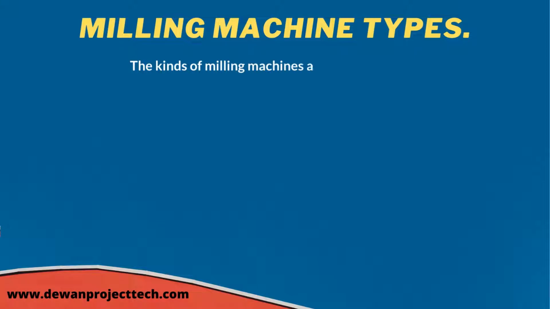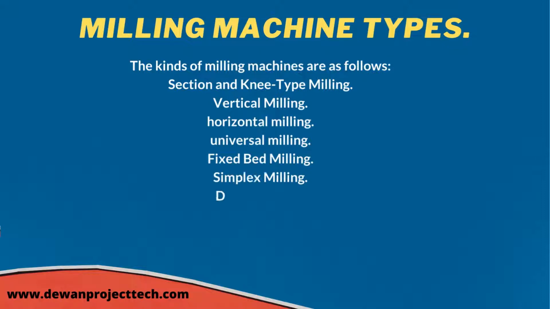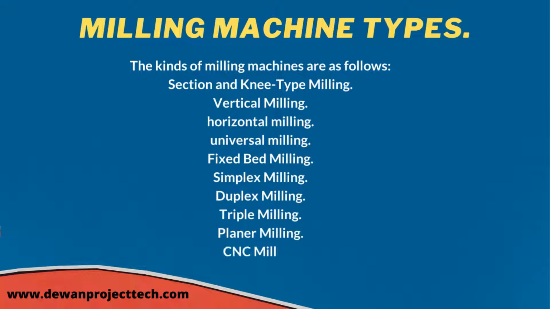Milling machine types. The kinds of milling machines are as follows: column and knee type milling, vertical milling, horizontal milling, universal milling, fixed bed milling, simplex milling, duplex milling, triple milling, planar milling, CNC milling, tracer milling.